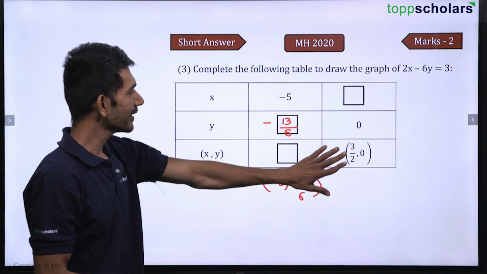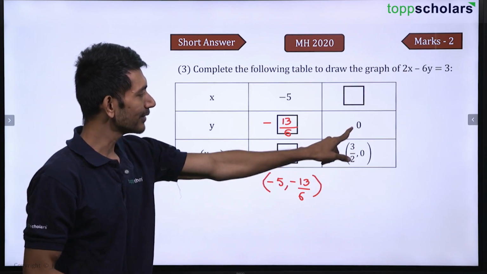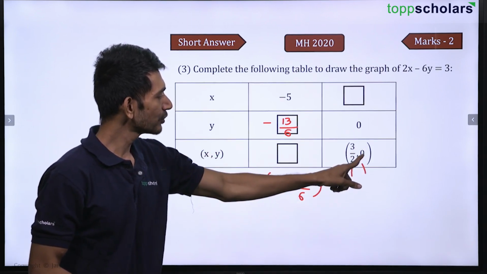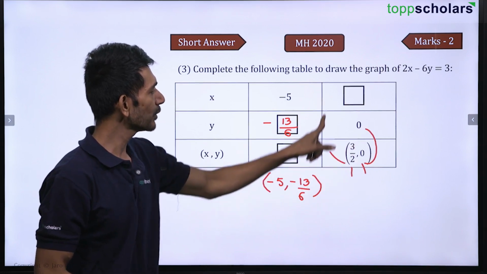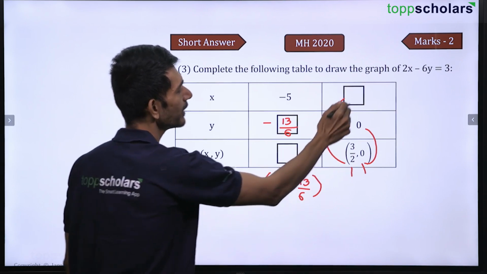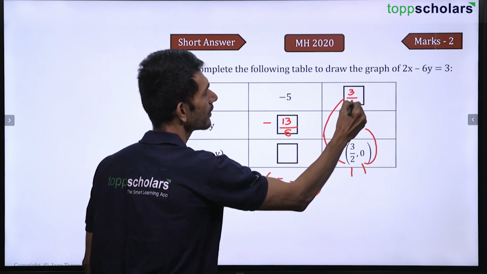Now if you see over here, you don't even need to solve this. Why? I'll tell you. See, this is x and this is y, right? So y is already here. Just put x over here. So this is 3 by 2. Write down 3 by 2 here.